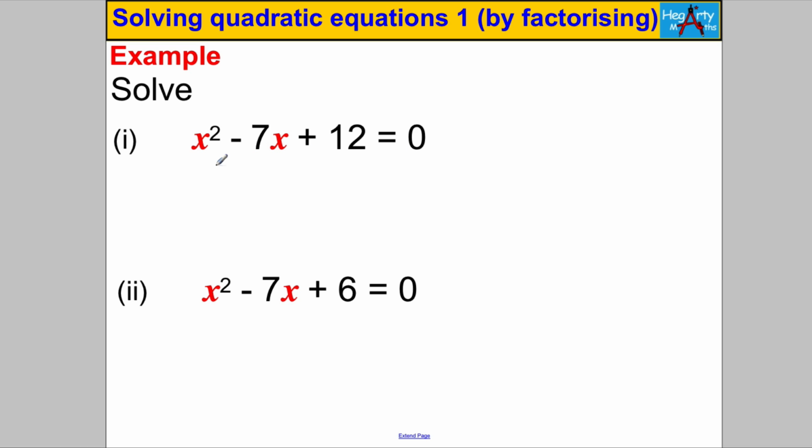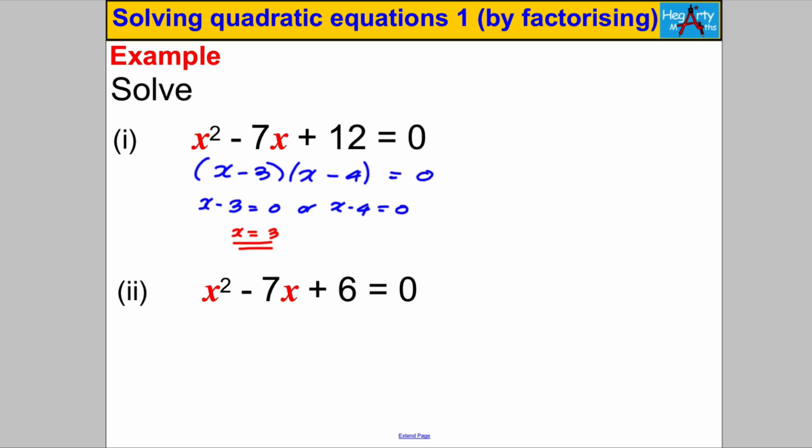Step 1, factorize. This factorizes as x subtract 3, x subtract 4 is equal to 0. Two things multiplying to 0, either x subtract 3 is 0, or the other case, x subtract 4 must be 0. Adding 3 to both sides, x is therefore 3. Or in this case, adding 4 to both sides, x is going to be equal to 4.